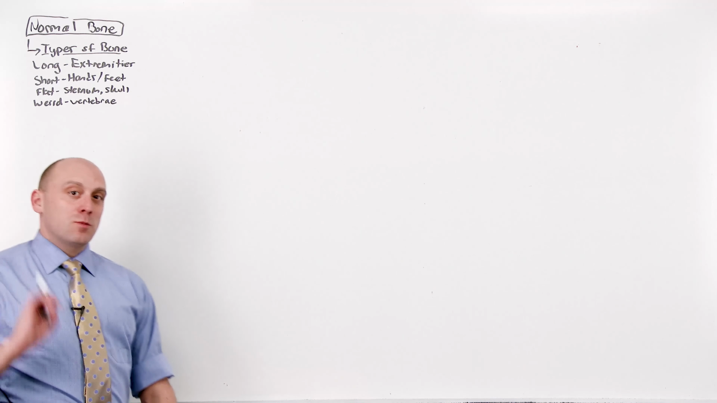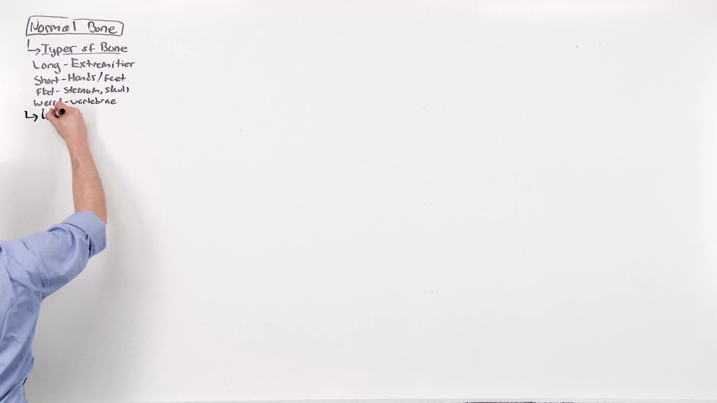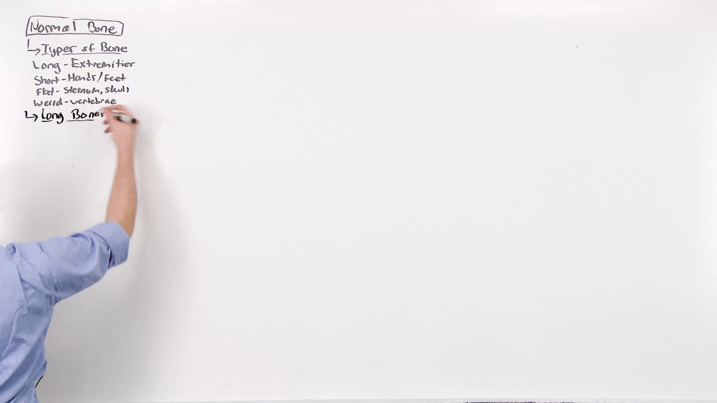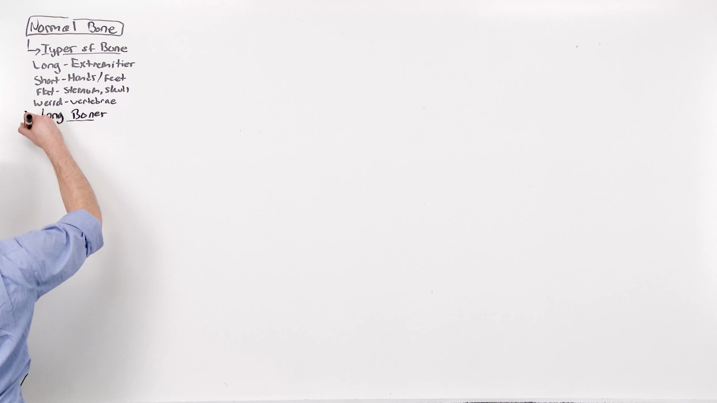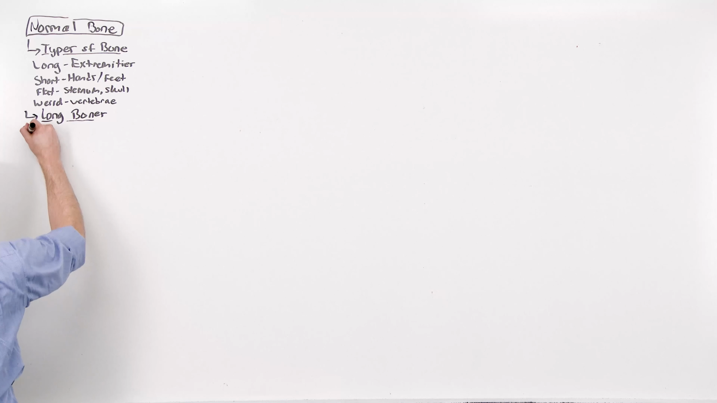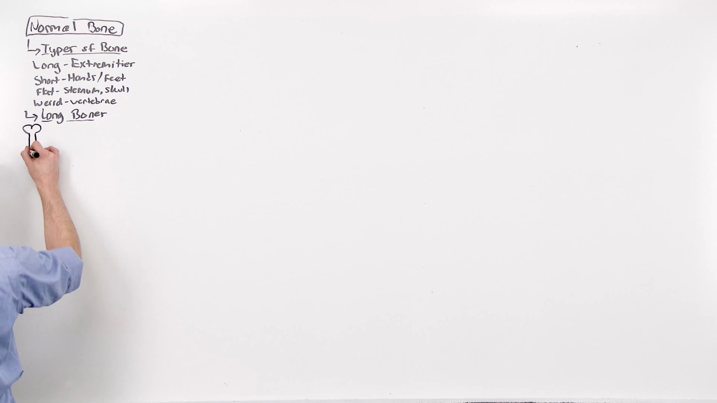All right, so let's do a little bit deeper dive into long bones. This is where they get complicated. Long bones have ends, stylistically represented like a dog bone, and more accurately represented on the bottom.